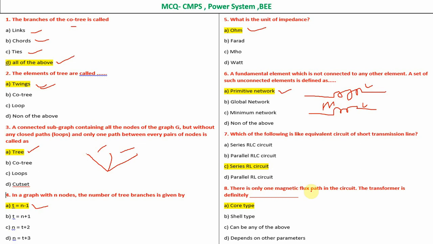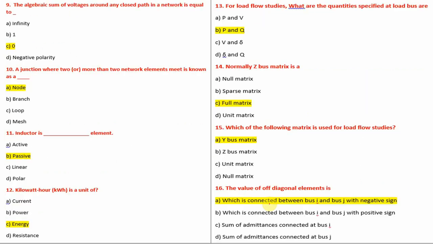There is only one magnetic flux path in the circuit. The transformer is definitely core type if only one circuit path is present. Next one: the algebraic sum of voltages around any closed path in a network is equal to 0. A junction where two or more network elements meet is known as a node. Inductor is a passive element. Kilowatt hour is a unit of energy.